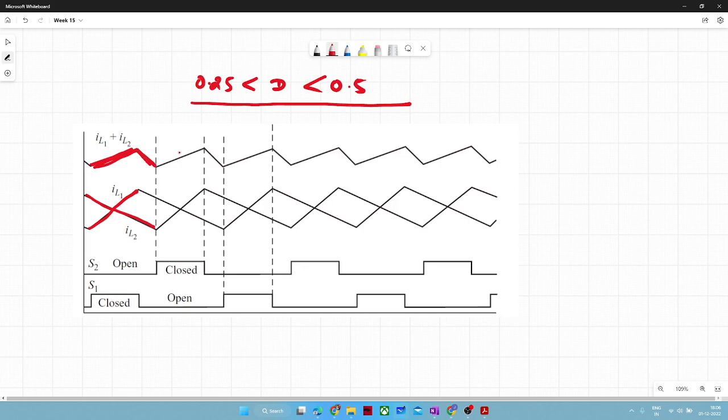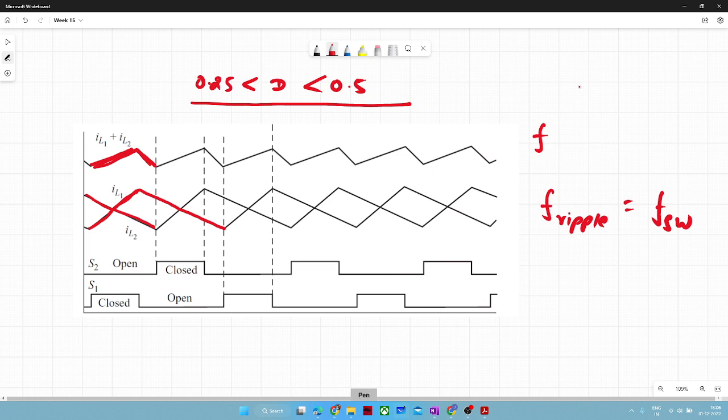Why it is happening we will discuss, but for the time being, see here the frequency of the individual inductor current, you can see that is nothing but the switching frequency, right? It is nothing but the switching frequency. But after doing the interleaved connection, what is the switching frequency you can observe in the ripple, the total ripple current?